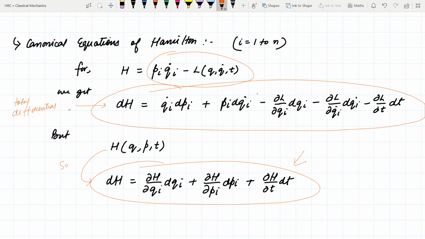Yes, sir. So now I can compare these terms. Okay, so I can compare a term with this term. I can compare this term with this term. और यहाँ पे बाकी जो दोनों टर्म्स है वो कहाँ गई? हाँ, ये तो ज़ीरो हो जाएगा ना.